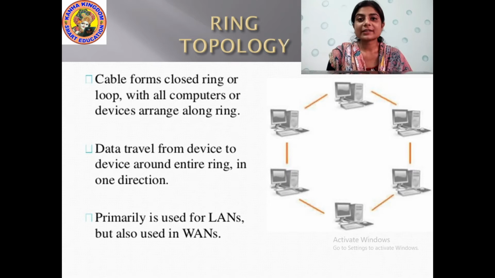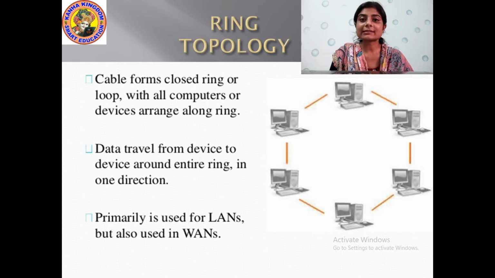Now students, what is ring topology? In ring topology, the cables which connect the computers are in a closed ring or loop form. Loop form means it is in a circular path. A ring network is a network topology in which each node connects to exactly two other nodes, forming a single continuous pathway for signals through each node.